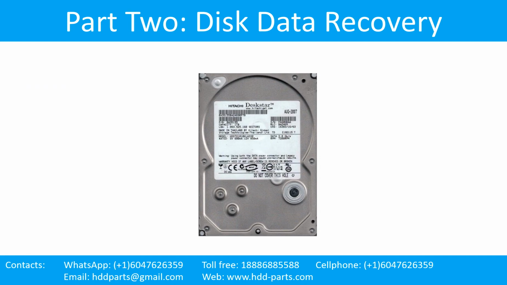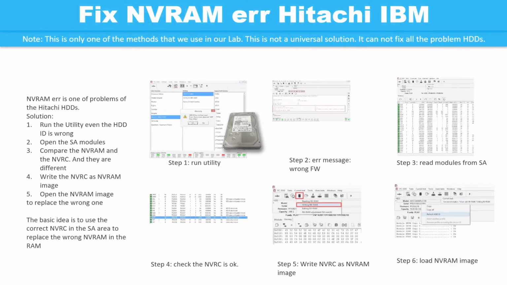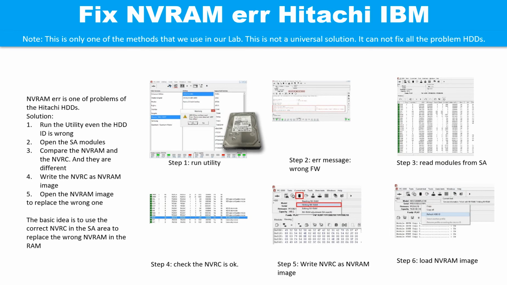Part 2. Disk Data Recovery. Toshiba hard drive busy error. The hard drive stays in a busy state without drive ID and capacity. It's a very common error in Toshiba hard drives. One of the possible reasons is bad HDS or SMART.